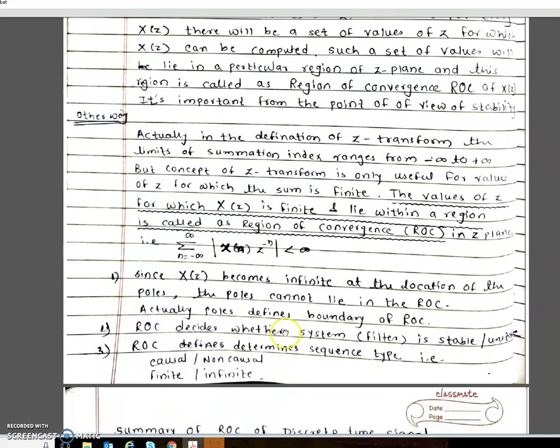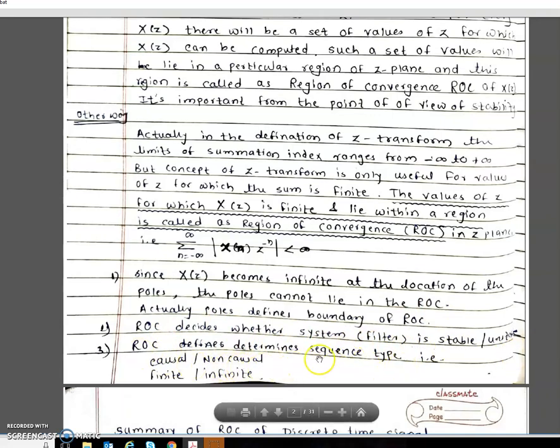So what is the importance of this z transform? This z transform becomes infinite at the location of a pole. The pole cannot lie in the region of convergence. That is, it gives the boundary for stability. If poles are lying on the boundary of the ROC, beyond that the system becomes unstable. ROC decides whether the system or filter is stable or unstable. Also, ROC determines the sequence type, whether it is causal, non-causal, finite, infinite.